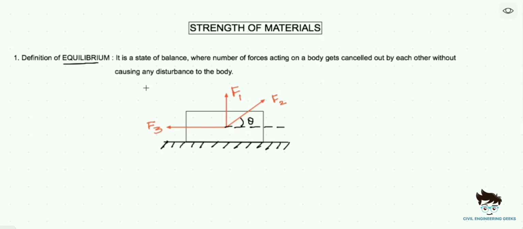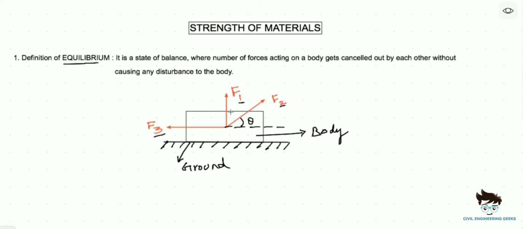To understand this better, suppose we consider a body lying on the ground with three external forces acting on it. These forces will try to move or disturb the body, but we can't say in which direction it will move. It can move upward due to the force F1, or towards its left due to force F3, or towards an angle theta due to force F2. We know that the object cannot move in all three directions at a time.